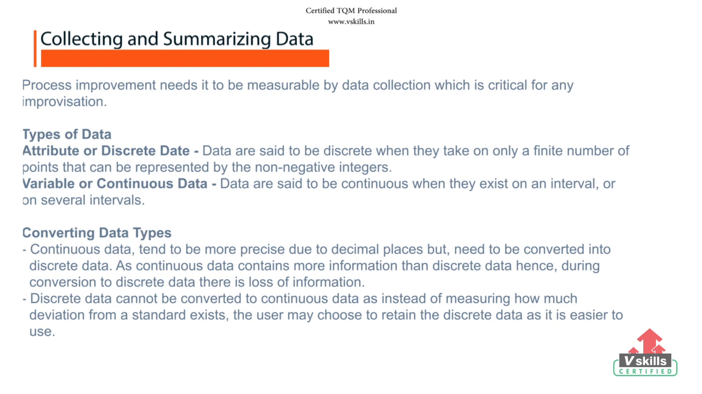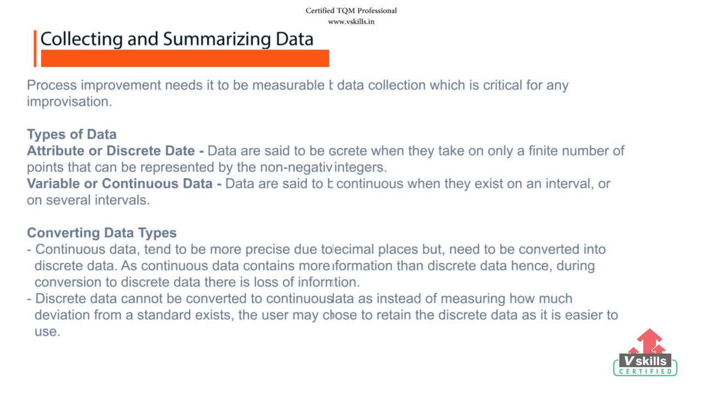Now, it is also critical to understand the conversion system. Continuous data tend to be more precise due to decimal places but can be converted into discrete data, as continuous data contains more information than discrete data. Hence, during conversion to discrete data, there is loss of information. Discrete data cannot be converted to continuous. Instead of measuring how much deviation from a standard exists, the user may choose to retain the discrete data as it is easier to use.